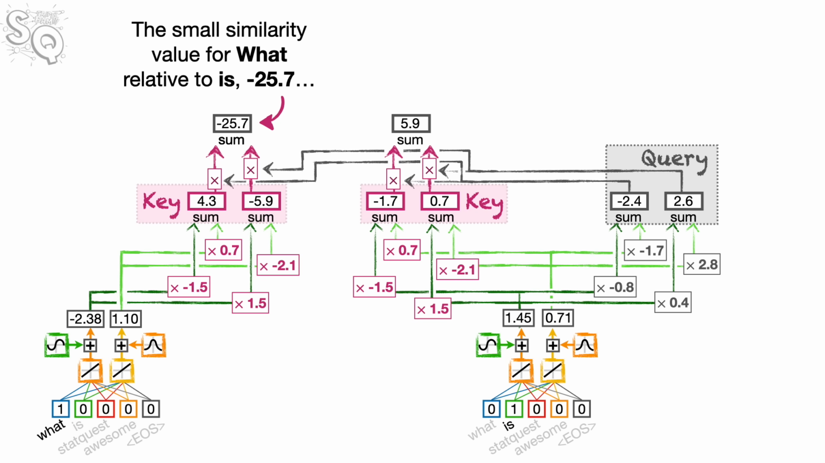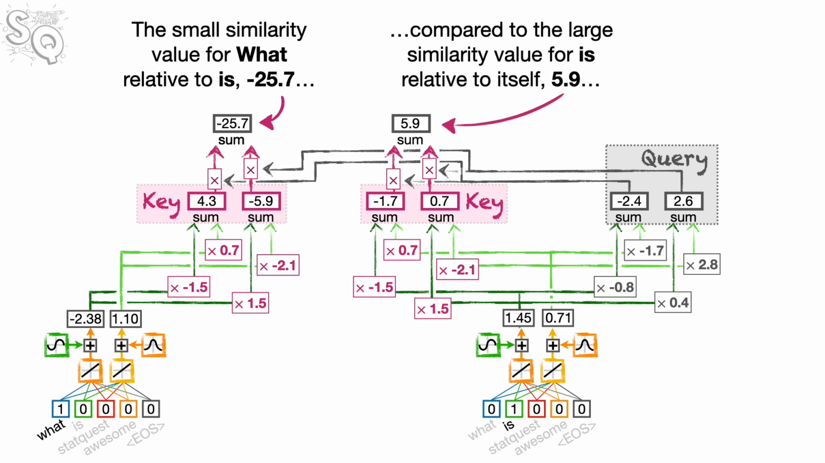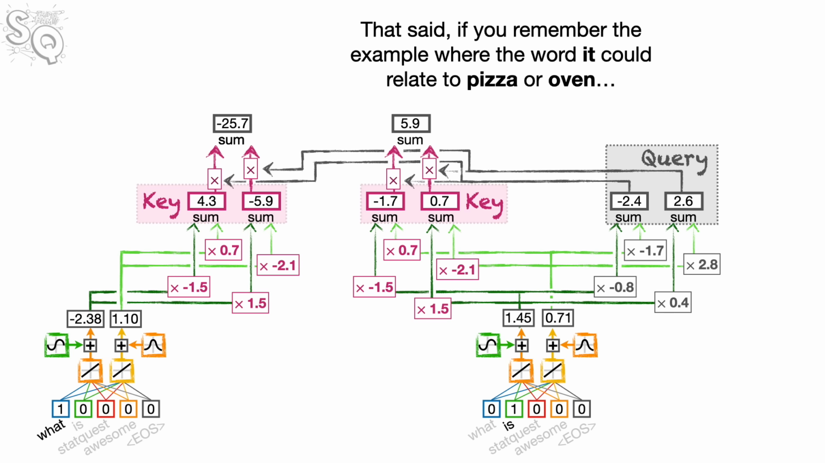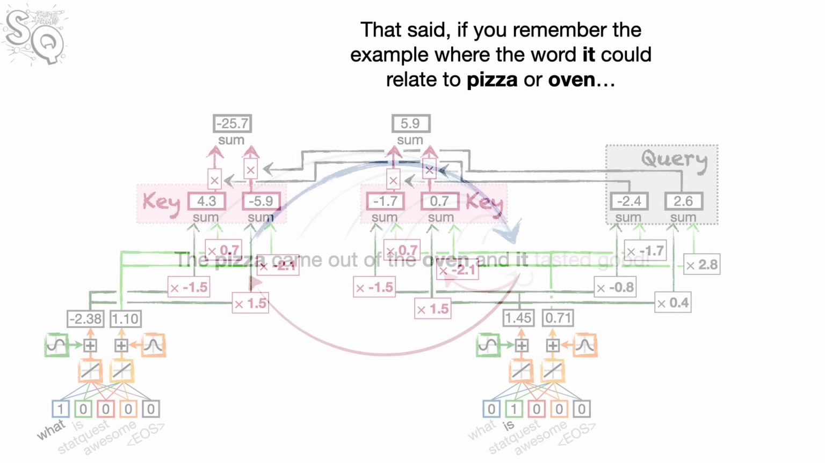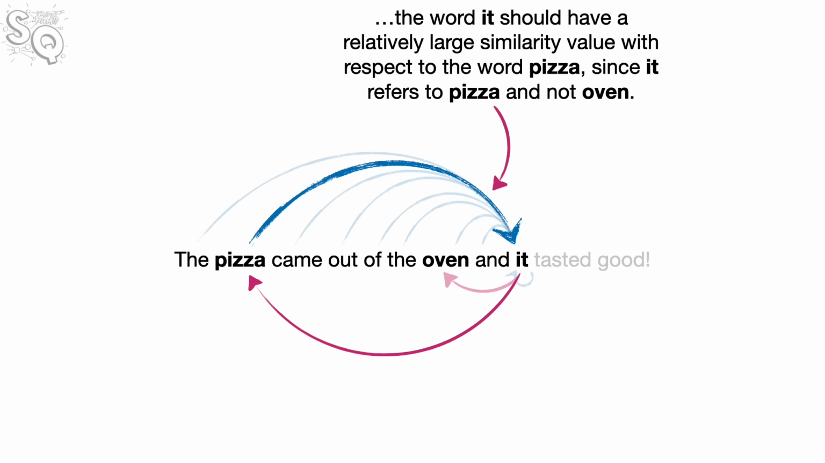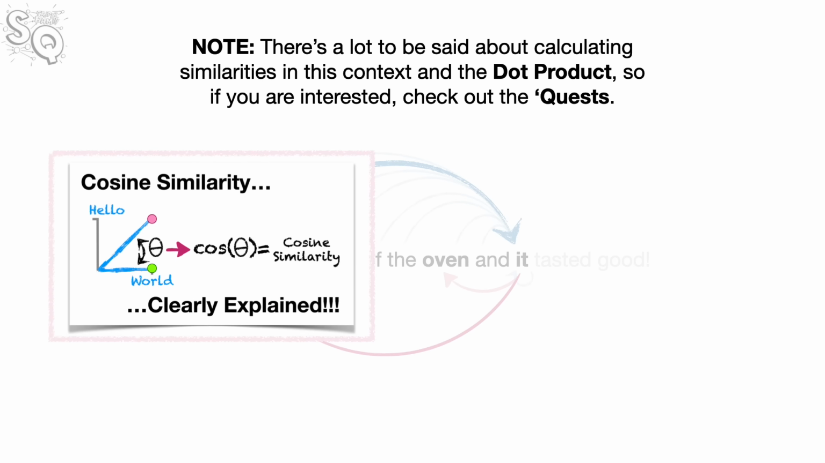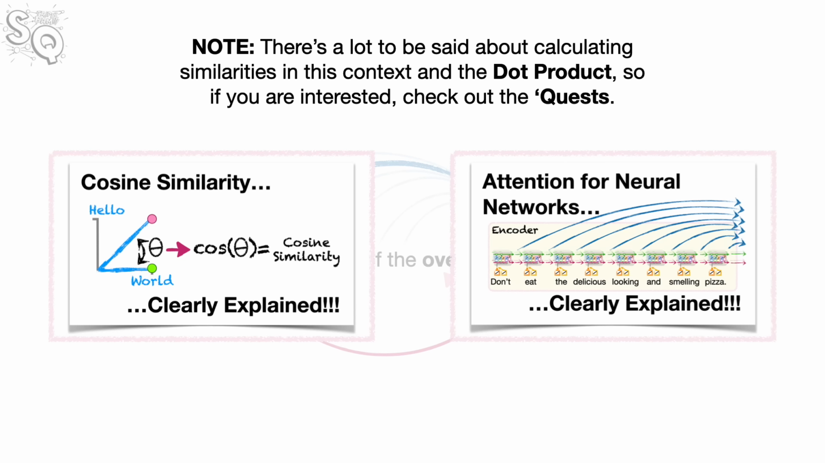The small similarity value for what relative to is, negative 25.7, compared to the large similarity value for is relative to itself, 5.9, tells us that is much more similar to itself than it is to the word what. That said, if you remember the example where the word it could relate to pizza or oven, then the word it should have a relatively large similarity value with respect to the word pizza, since it refers to pizza and not oven. Note, there's a lot to be said about calculating similarities in this context and the dot product, so if you're interested, check out the quests.